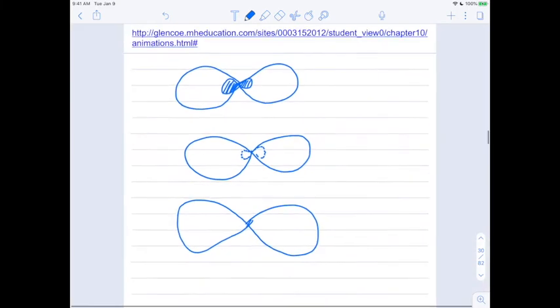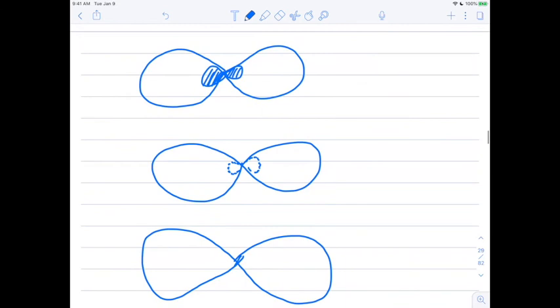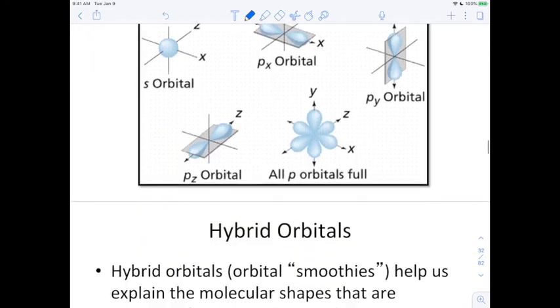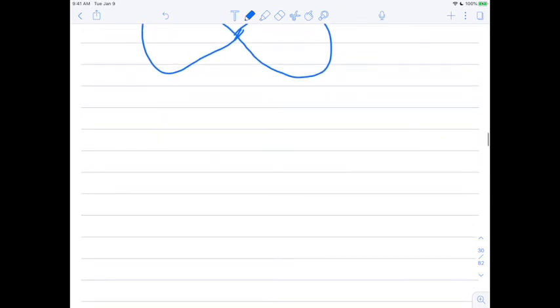Okay. So I want to show you how you get one small lobe and one large lobe, but any questions on anything so far? Sorry, I was going to draw it out, then I couldn't remember if I had created a PowerPoint for it.